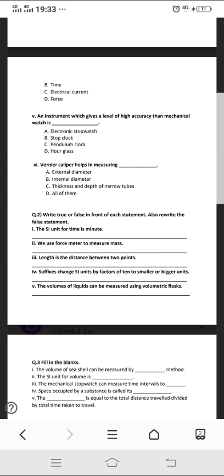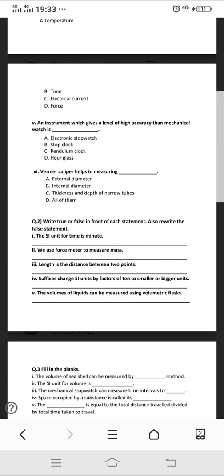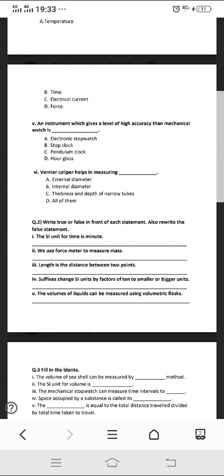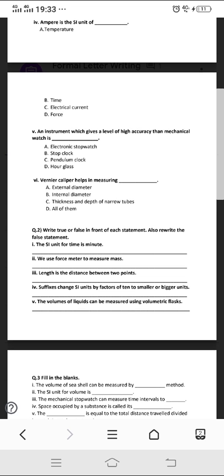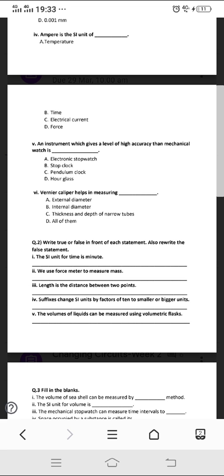That depth rod is used to measure the depth of narrow tubes, and for external diameter, internal diameter and thickness, you basically use the jaws of the vernier caliper. Now this vernier caliper is basically used to measure the thickness, diameter and depth of something which is smaller in size, right?